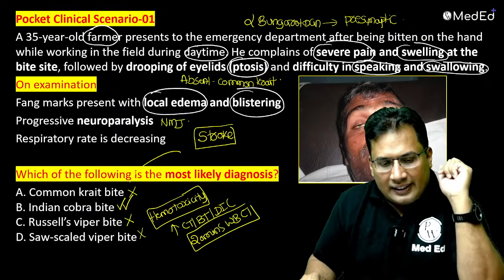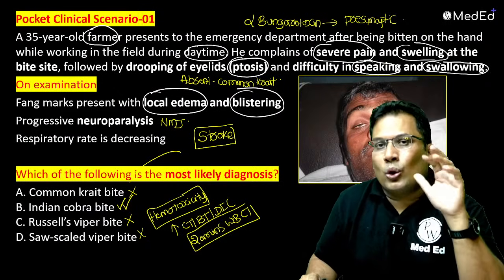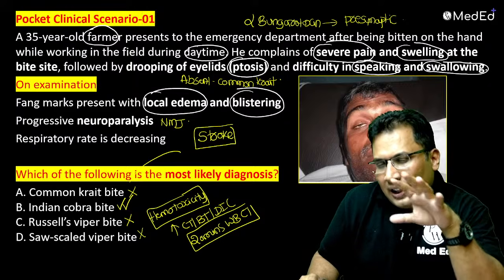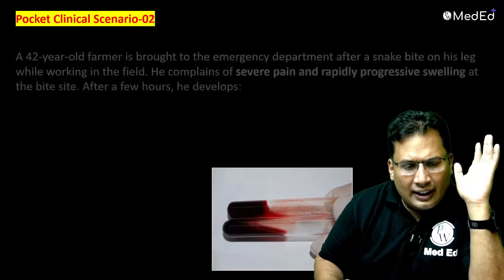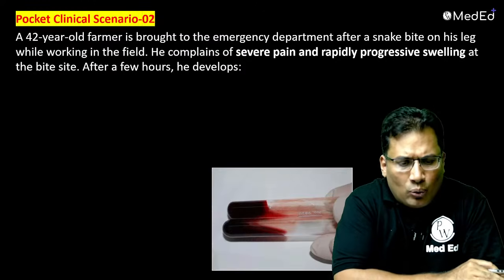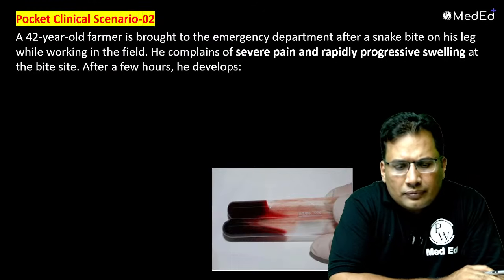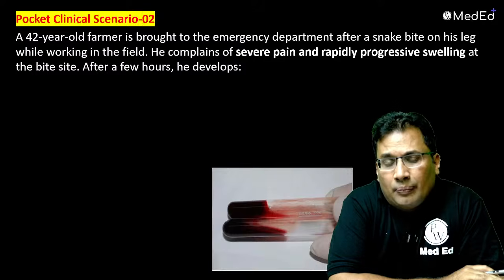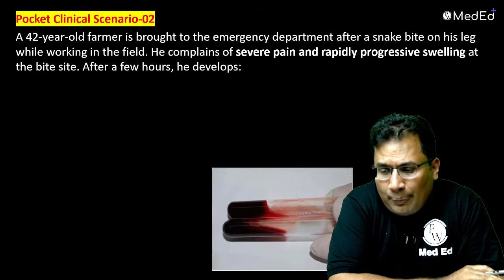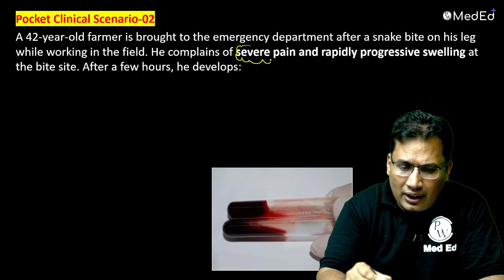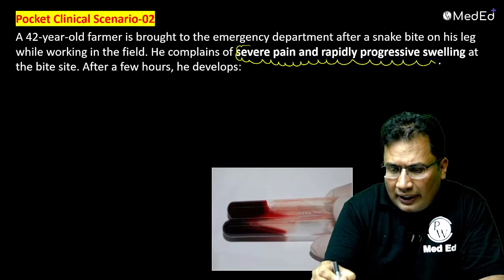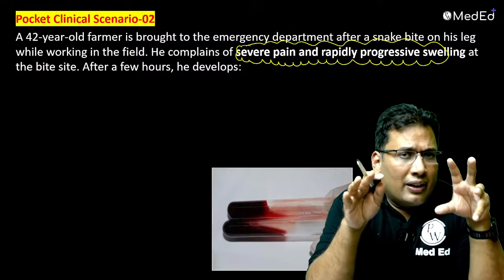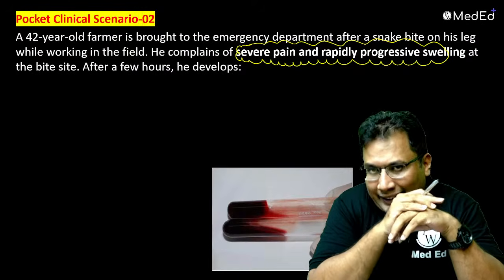Okay, so this is one clinical scenario that is basically related to neurotoxicity. After this, we are going to discuss two more clinical scenarios, then diagnosis and the treatment. The second clinical scenario: a 42-year-old farmer brought to the emergency department after a snake bite on his leg while working in the field. He complains of severe pain, rapid progressive swelling. So try to understand, rapid progressive swelling is one of the very important indications for anti-snake venom injection.